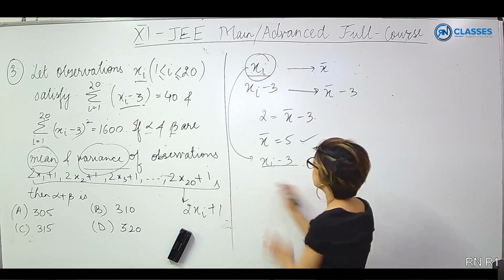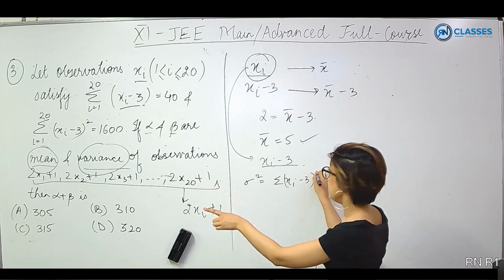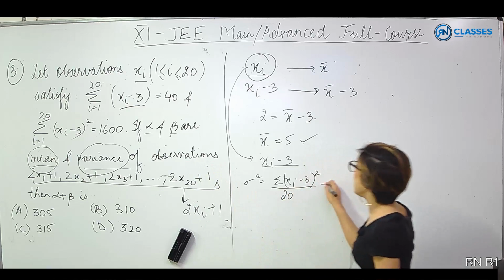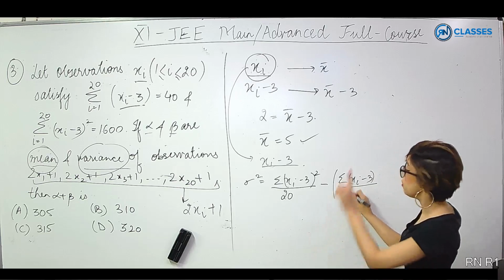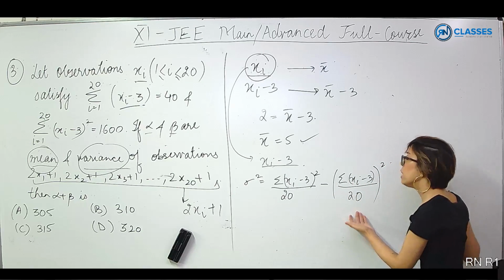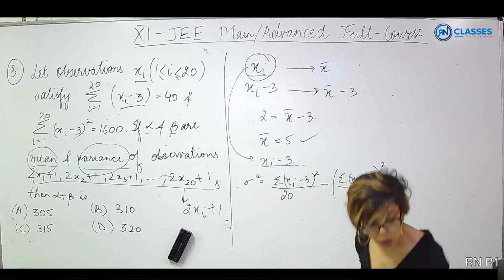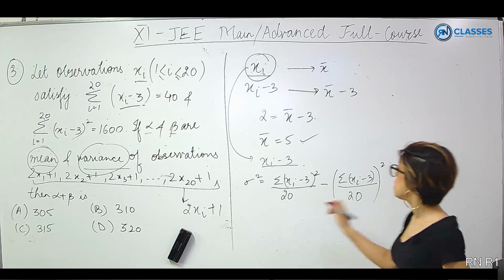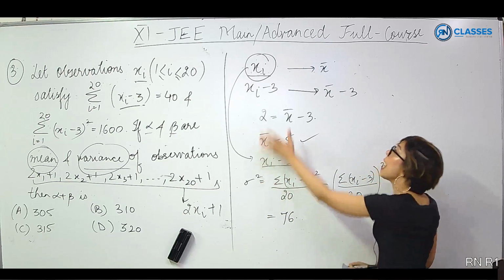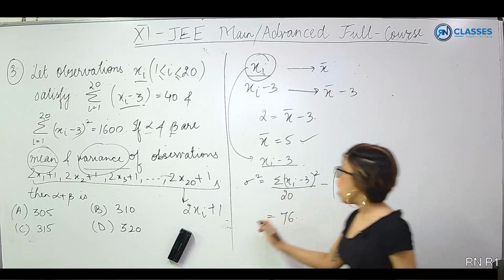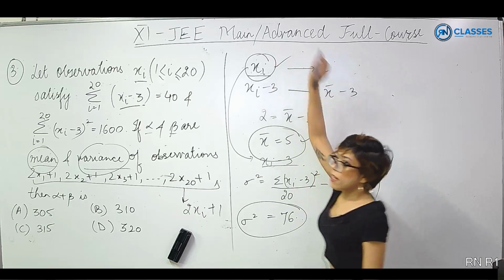So, let me find the variance. So, sigma square, that is summation xi minus 3 whole square divided by number of terms, which is 20, minus summation xi minus 3 divided by 20 whole square. Or basically you can see the mean whole square. Right? From here, obviously, sigma square turns out to be 76. Now, this is the variance for this, but this variance and this variance is the same. So, our sigma square or the variance is 76 for xi.